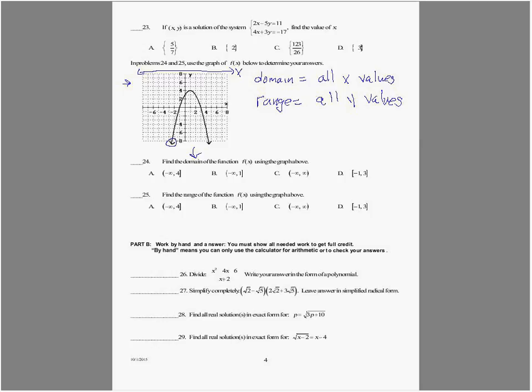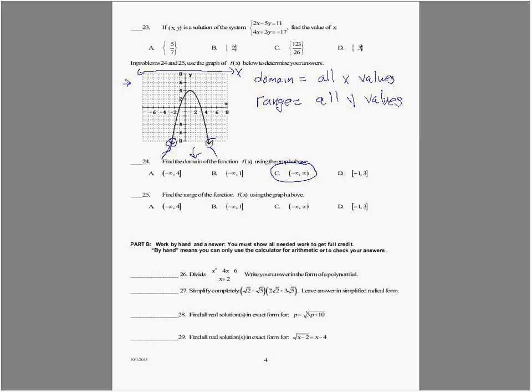This arrow right here means this function is going to go down and to the left forever. So it's going to keep going and going and going. This one means it's going to go down and to the right forever. So looking at the x values, if this keeps going to the left forever and this keeps going to the right forever, we have all real values included in our domain. Every x on the axis is possible. So the answer is going to look something like this: negative to positive infinity. We include every single x value.